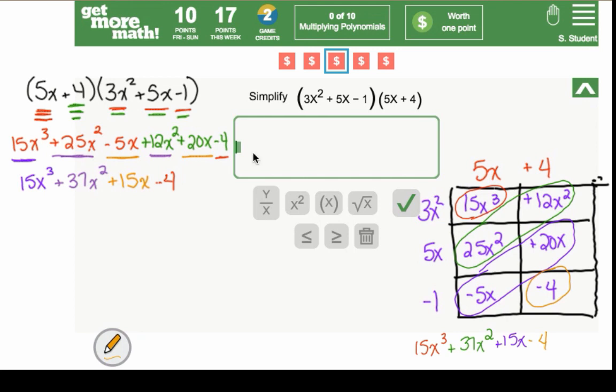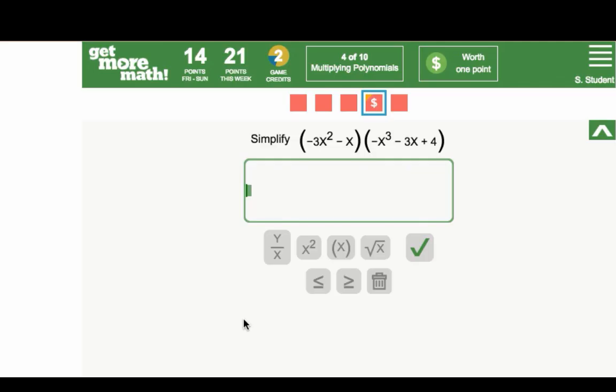So your answer that you're going to put in GMM is either of them because they are the same. Example 5. This example I want to do with you is because I want to show you something that happens in the box method when you do it.